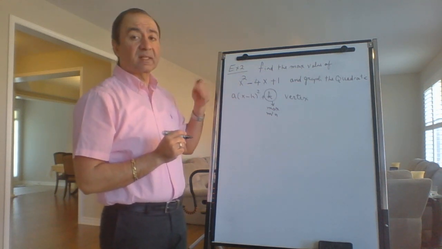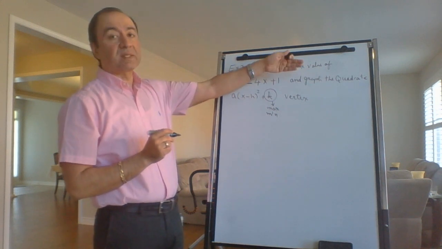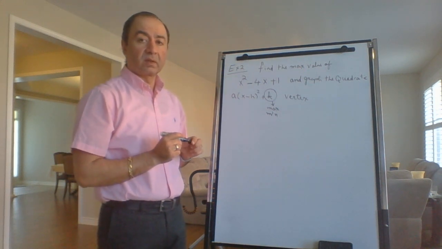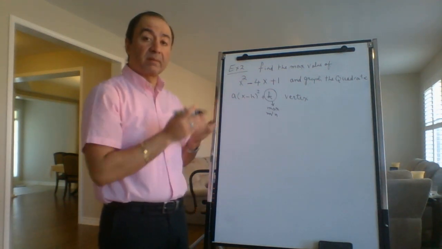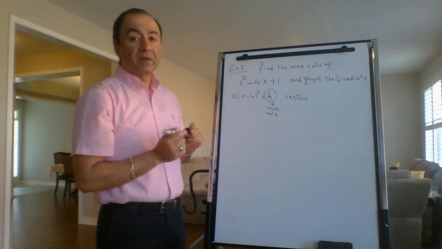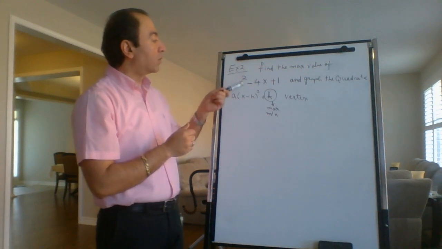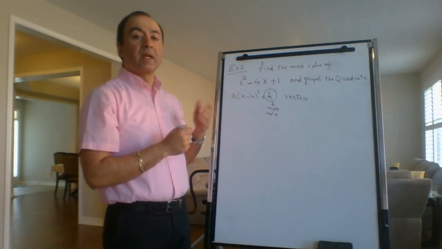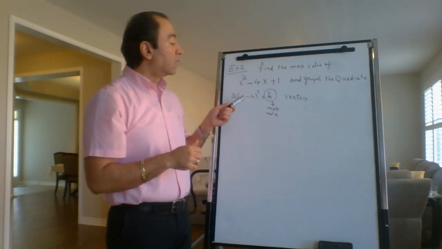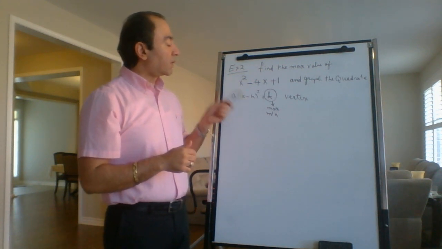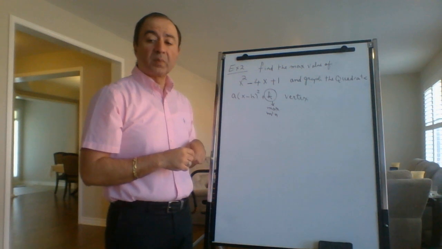I just asked the same question, but I rephrased it. I said something different. Okay? I said find the maximum value of this. Max and min, we need the vertex form. And how we go from standard form to vertex form is through the method we just learned in the previous video. It is called the method of completing the square.